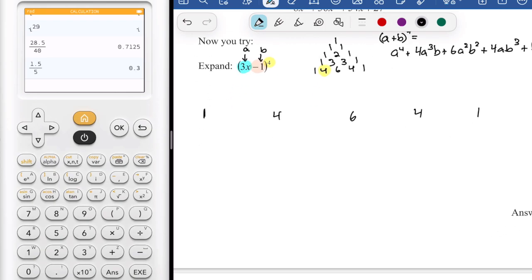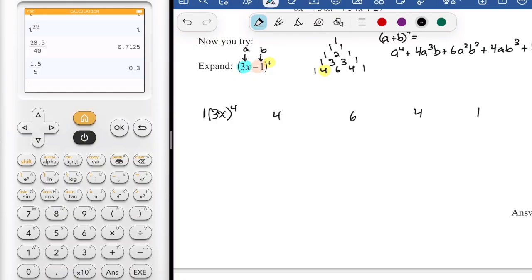Right? Instead of saying a to the 4th, I would say 3x to the 4th. And then there is no b factor in that first term, but that's because b is raised to the 0th power, which becomes a 1. If you wanted to put it in, you could, but most people don't.